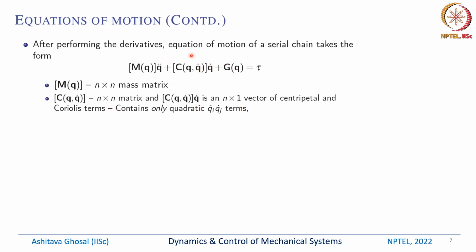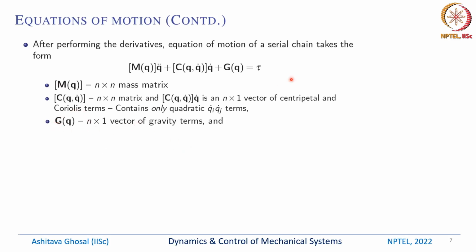The Coriolis and centripetal terms contain only quadratic terms. So you will have qi dot, qj dot. You will not get qi cubed or qi dot times q2 dot squared. It is only quadratic terms. The right-hand side is an n by 1 vector of joint forces or torques.